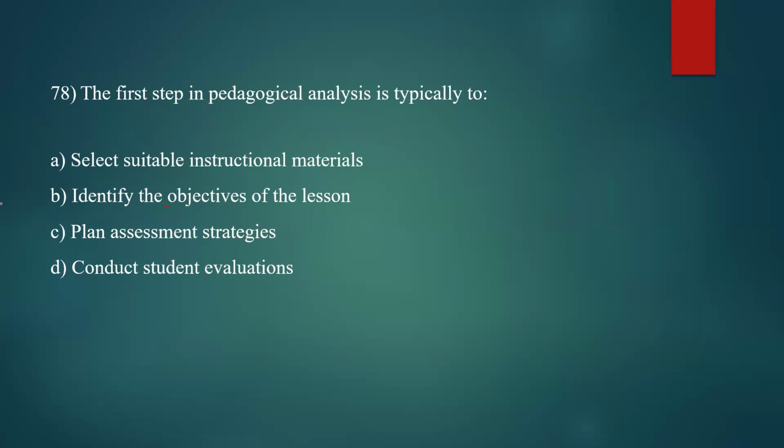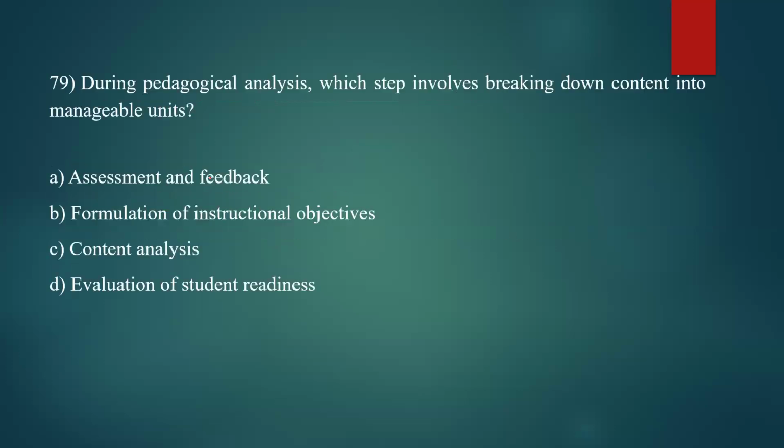That is about 78. Identify the objectives of the lesson. That is the primary one, the first step. That is understanding the objective. What are the things I want to teach them? What are the things the students should learn from me by the end of my session? That's setting the objectives. That is the first, preliminary step. Okay, 79.